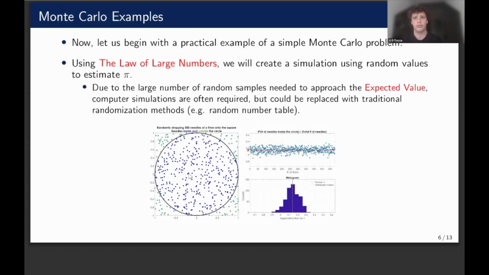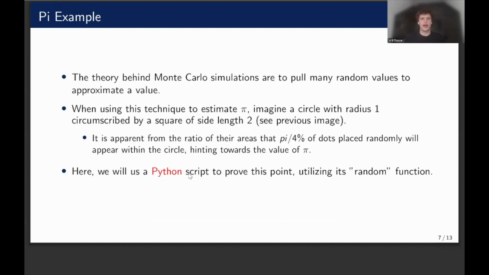Now let's begin with an example of a simple Monte Carlo simulation. Using the law of large numbers, we will create a simulation using random values to estimate pi. Due to the large number of random samples needed to fulfill the law of large numbers and get an accurate expected value, it's going to be easiest to use computer simulation, particularly through code. However, if you wanted to do a very long and painstaking way, you could use more traditional randomization methods, such as a random number table. So the theory behind Monte Carlo simulations is that you're able to pull many random values to approximate some value.